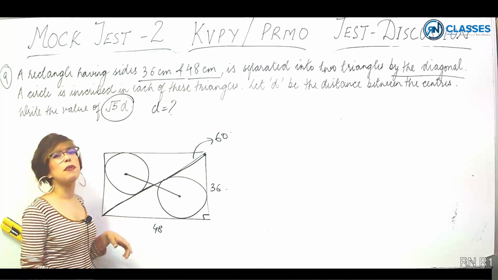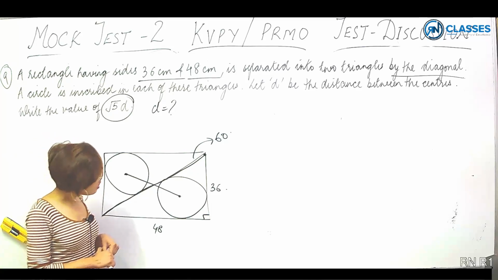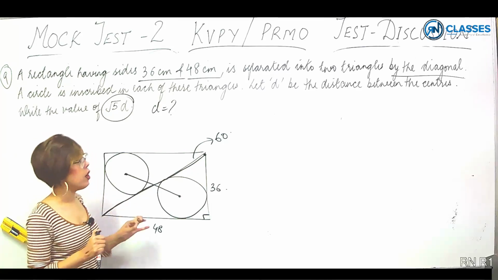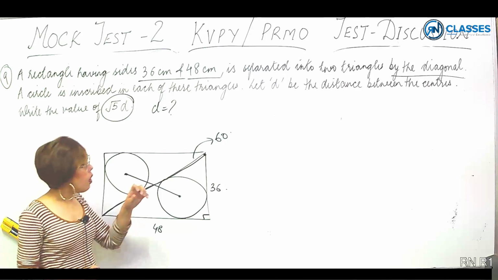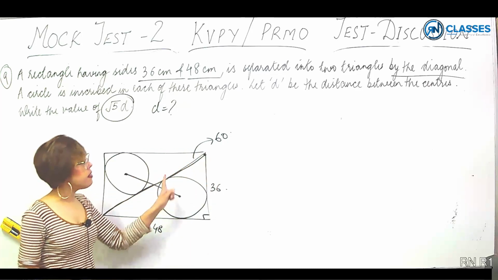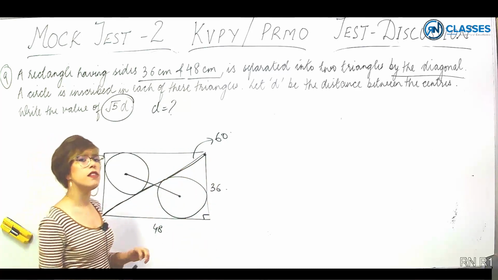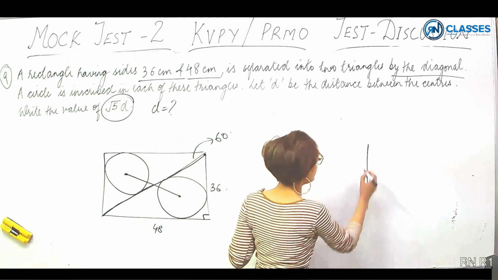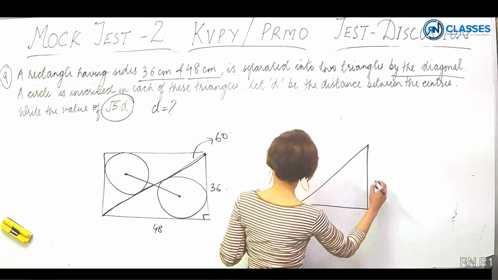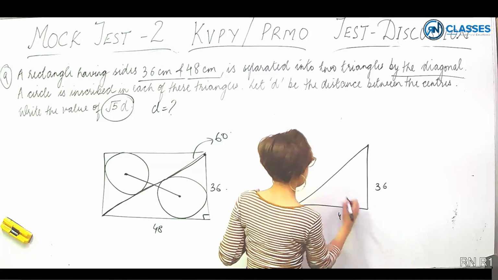Now he says distance between the centers, right? So let me just first try to find out what I can find out. Now right triangle is there, circle is inscribed. Can you find the radius of the circle? I think we can very well do that. So this is 36, 48, 60.